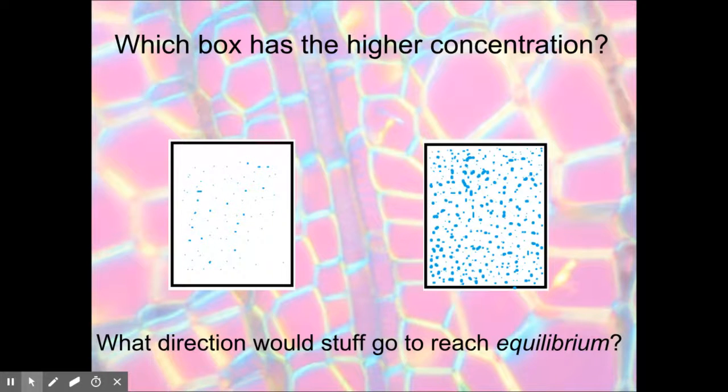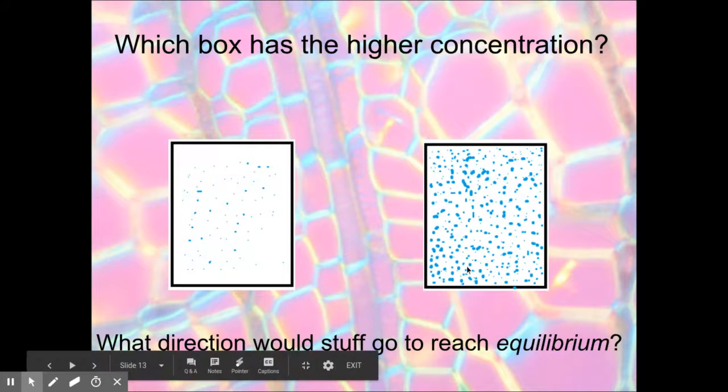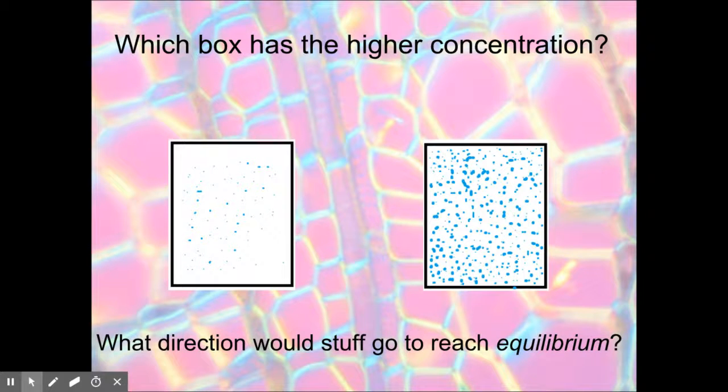Meaning, at the bottom, what direction would stuff have to go to reach equilibrium? Where do I have to move the blue dots in order to reach equilibrium? And I think you can all easily tell that I'd have to move the blue dots from the right box over here to the left box. I'd have to move these over so I have the same amount of blue dots in both boxes. And that's exactly what diffusion is.